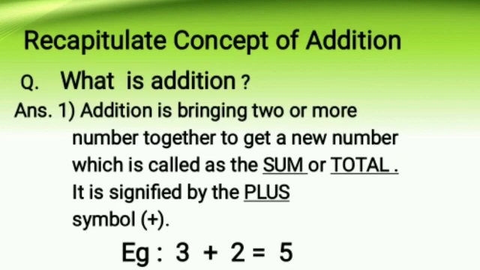What does addition mean? In addition, we take two or more numbers together to get a new number, which we call as sum or total. The plus sign is known as the symbol of addition in maths. 3 plus 2 is equal to 5 is an example of simple addition.